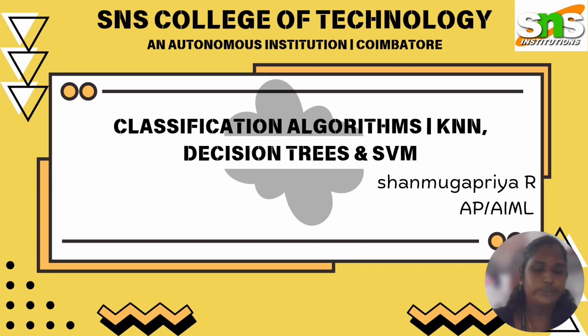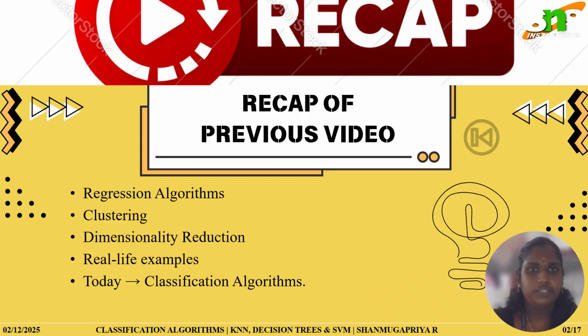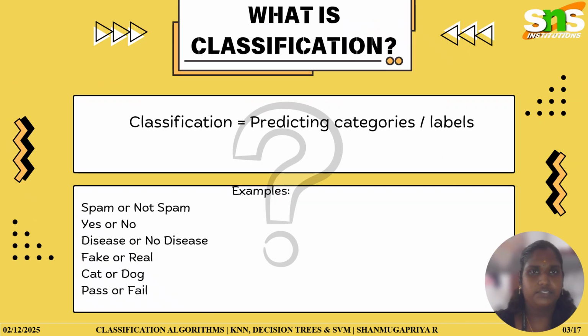I'm Shanapriya. In this video, we are going to see classification algorithms: KNN, decision trees, and SVM. In the previous video, we saw regression algorithms, clustering, dimensionality reduction, and examples of the algorithms. In this video, we are going to see classification and its types, some of the algorithms, and real-time uses. First of all, what is classification?